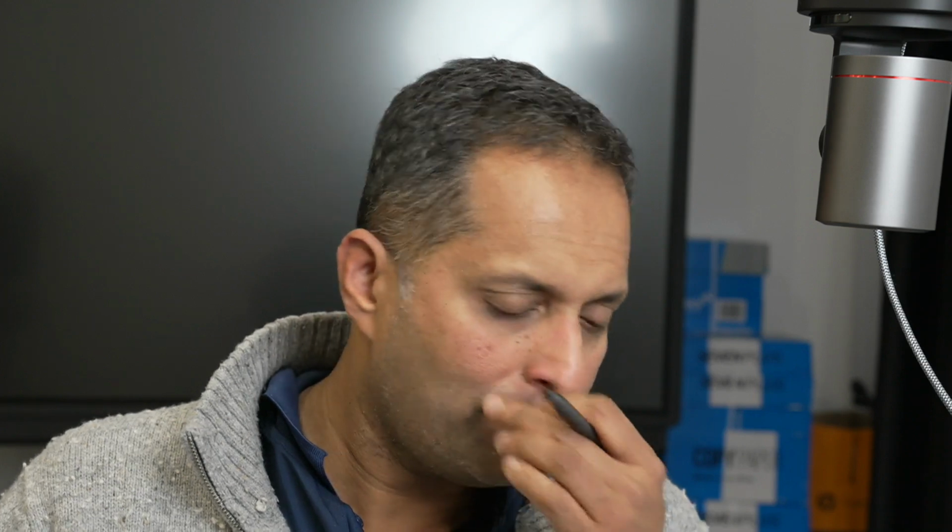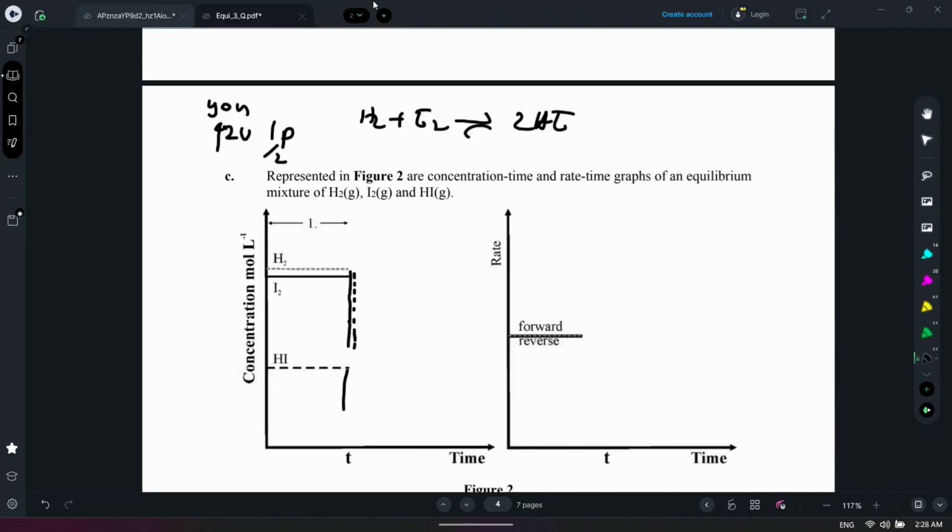But unfortunately, here the system will not be able to make any changes. The system cannot partially oppose the change here, because why? Have a look at that. Both sides have got an equal number of particles. Therefore, the system will not be able to partially oppose any of these changes.